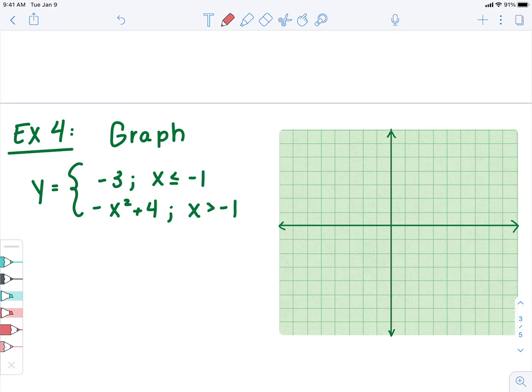Let's look at y equals -3 when x is less than or equal to -1, and negative x squared plus 4 when x is greater than -1. So if you liked having your colors, feel free to do that again. Make one graph one color, the other graph another color. If you're just going to be a standard mathematician with your pen and your pencil, that's totally cool too.